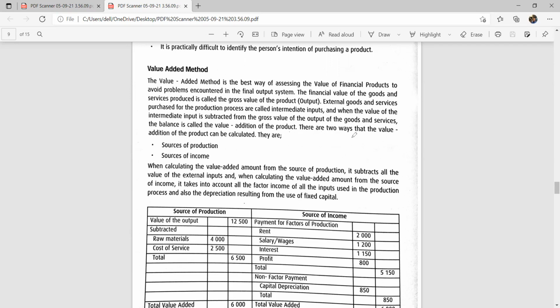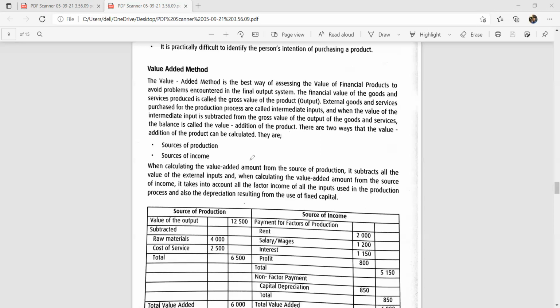There are two ways the value addition for production can be calculated: production sources and income sources. We will consider separately how production sources and income sources are calculated. In the production sources, the method is GVO minus IC. In other words, the total intermediate consumption should be subtracted from the total value. It is called the production method.